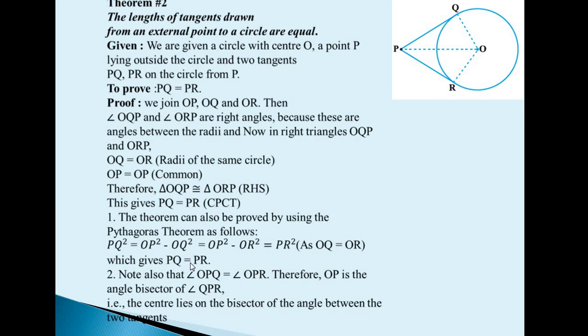Now remember that as these two triangles are congruent, I can very well say that angle OPQ and angle RPO, right? They are nothing but you can say that OP is the bisector of angle QPR. That means your angle OPQ and angle OPR, right, they are the angle bisectors. That is, the center O lies on the angle bisector of angle QPR. That is, the center lies on the bisector of the angle between the two tangents.